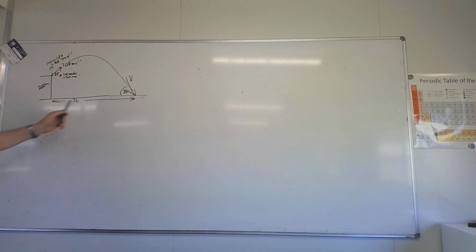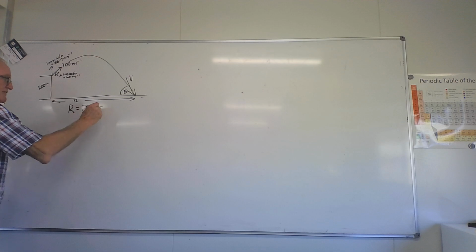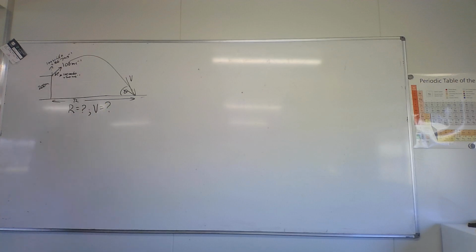The range, horizontal range, is R. And we've got to work out fundamentally what this R is and what this V is. So what's R and what's V are our two questions.